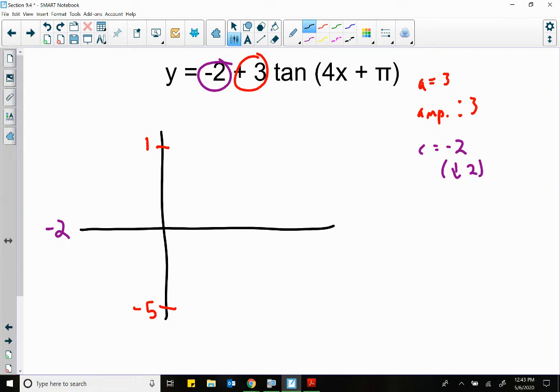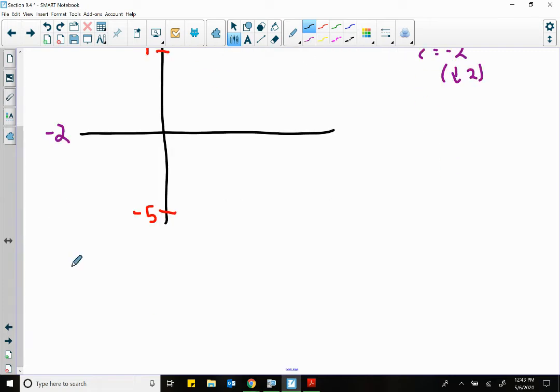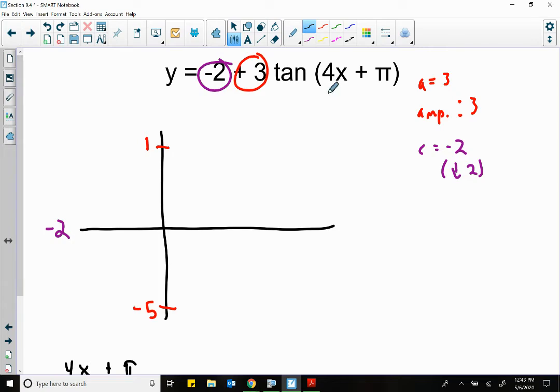Again, this is not written correctly, so we've got to fix that. For x plus pi. So we're going to pull out a 4. That gives you x plus pi fourths. So this is 4x plus pi fourths. That's how it should really look. So now here's our b. So b is equal to 4.